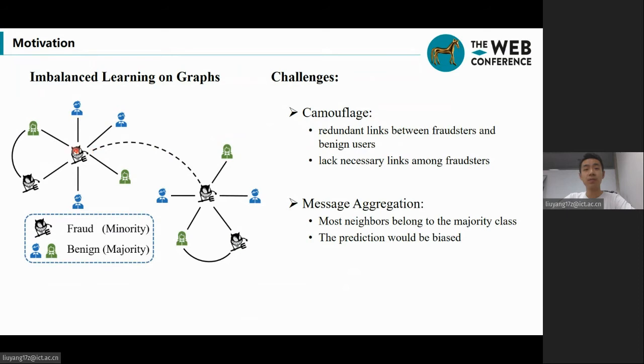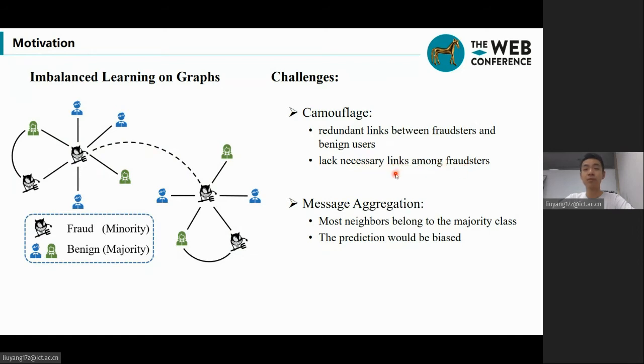Fraudsters will deliberately form many edges with the benign users to hide themselves among lots of other users. This will cause redundant links between fraudsters and benign users. Secondly, fraudsters will avoid forming edges with other fraudsters in order not to be discovered together. This will cause a lack of necessary links among fraudsters.